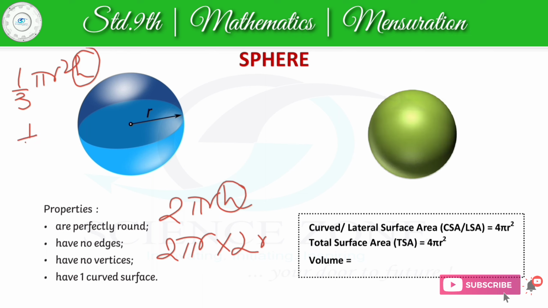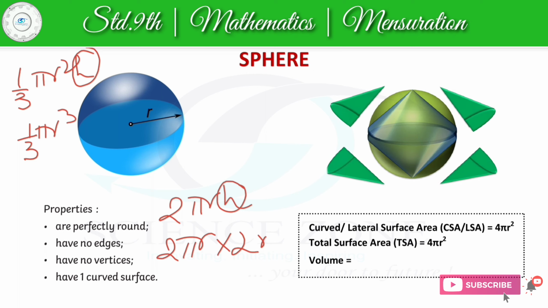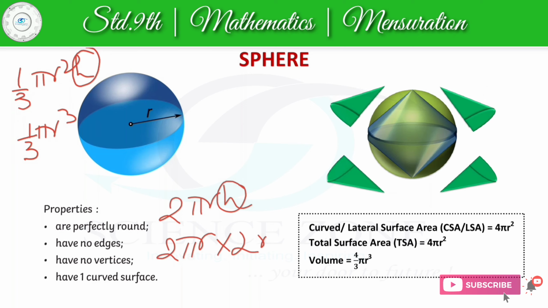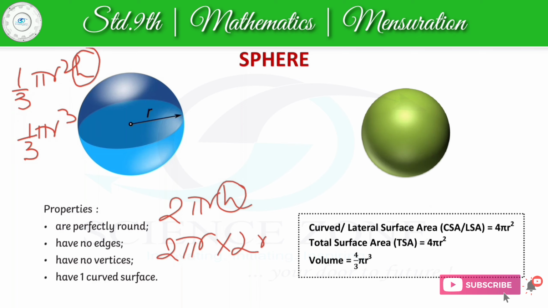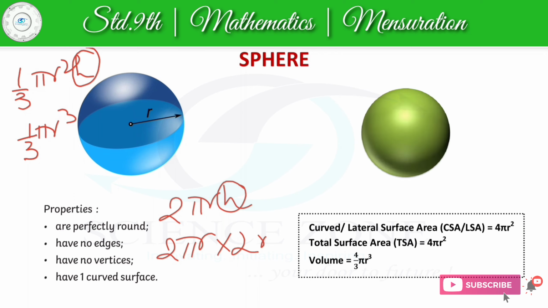The volume of one cone will be 1/3 pi r cube. And the volume of sphere is equal to 4 times the volume of such cones. So volume of sphere will be 4/3 pi r cube. Here the trick to remember the formula of sphere is the volume of sphere is 4 times the volume of cone with radius r and height r. And the curved surface area of sphere is equal to the CSA of cylinder whose height is equal to 2 times its radius.